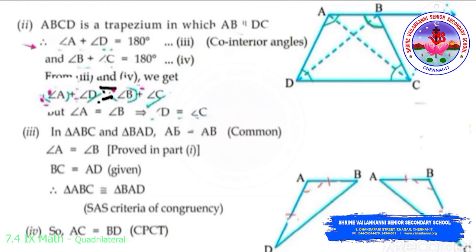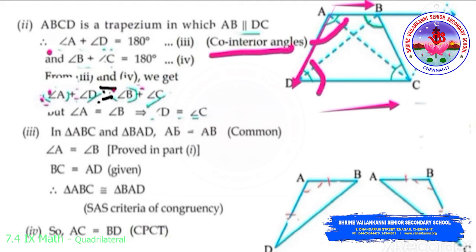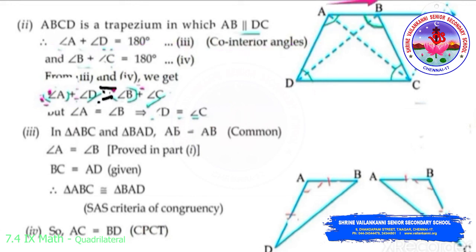Coming to the second subdivision, I want to prove angle C is equal to angle D. Consider the trapezium ABCD. I am taking AB parallel to CD, AD as a transversal, angle A plus angle D are co-interior angles whose sum will be equivalent to 180. So I am writing angle A plus angle D is equal to 180 degrees, calling this equation 3. Similarly, AB and CD are parallel lines. BC is a transversal. I can say angle B plus angle C equals 180, co-interior angles. So I am writing angle B plus angle C is equal to 180 degrees, calling this equation 4.